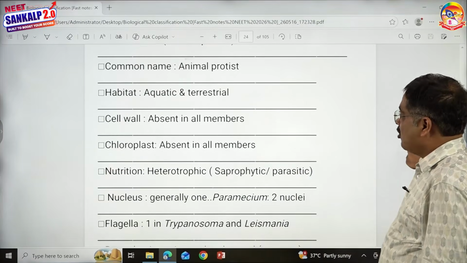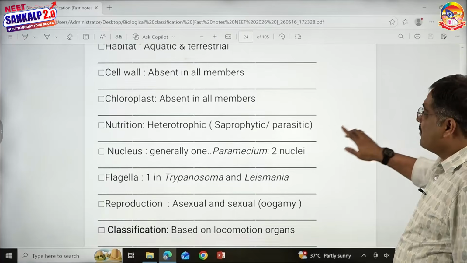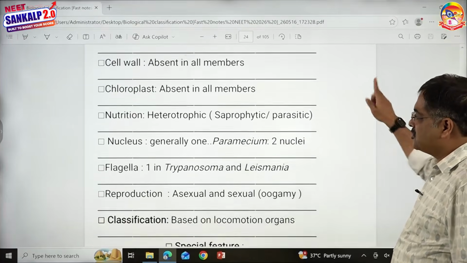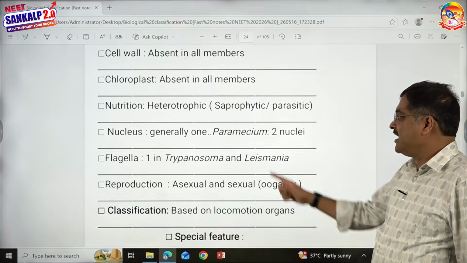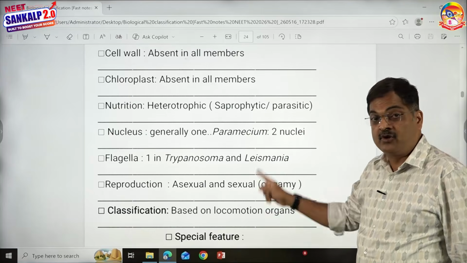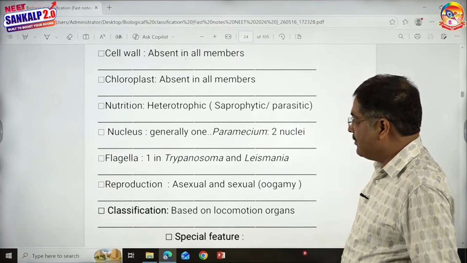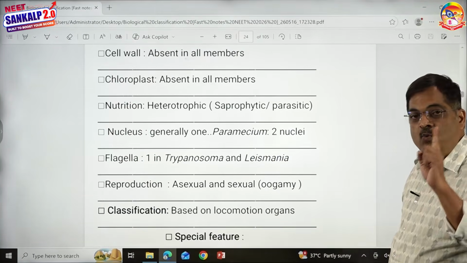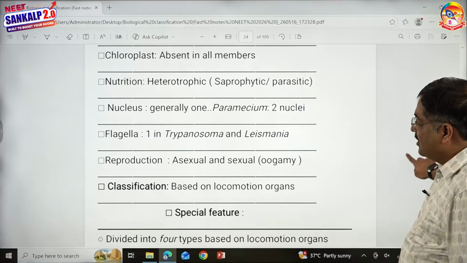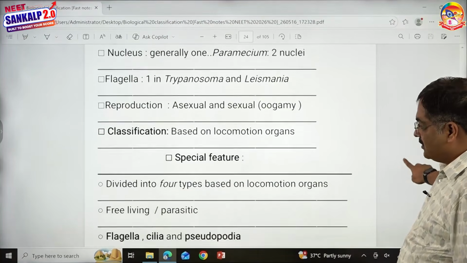Cell wall is absent in all members. Chloroplast is absent in all members. Nutrition is only heterotrophic. Nucleus is generally one, but Paramecium has 2 nuclei. This was asked in the NEET exam about 6 years back. Flagella: there is only one in Trypanosoma and Leishmania. Reproduction may be asexual or sexual.